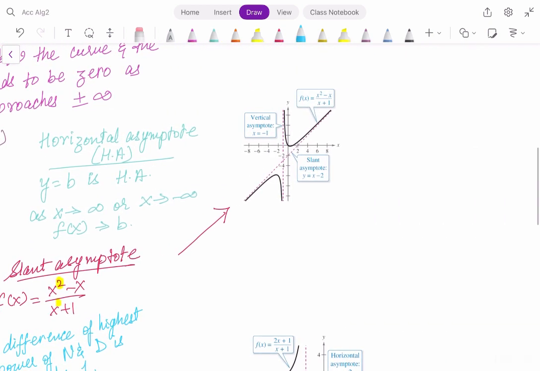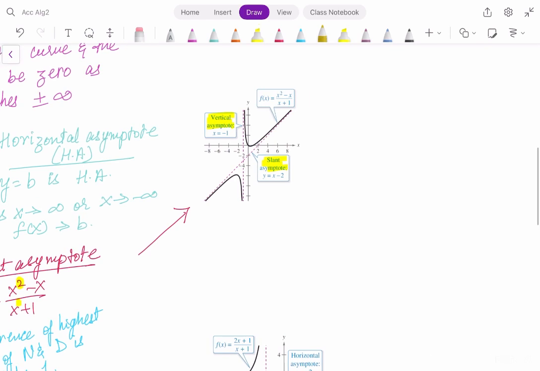As you can see in the graph, we have a vertical and horizontal asymptote. We are not talking about the slant asymptote here, but you can see it is listed as a dotted line, which is x minus 2.